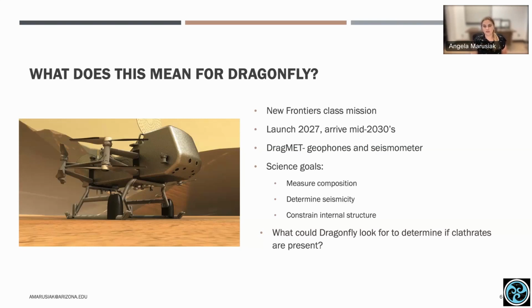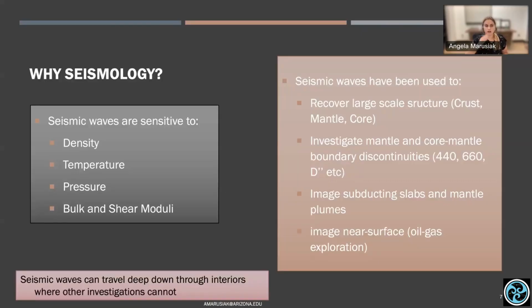So what I aim to do is look at how Dragonfly might or may not be able to determine if clathrates are present in that ice shell. And the reason I want to focus on seismology in particular is because it allows you to see deeper down than just the upper layers of the surface. In particular, seismic waves are sensitive to a number of things, predominantly density of material, temperature, pressure, and things like bulk and shear moduli.